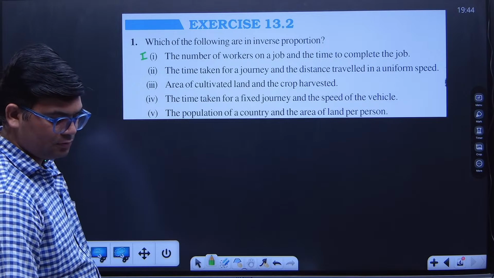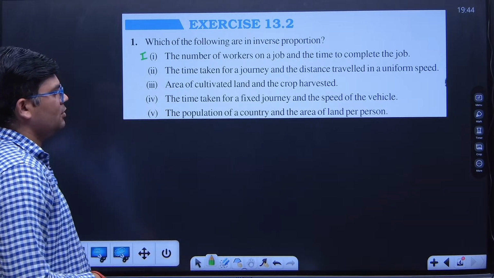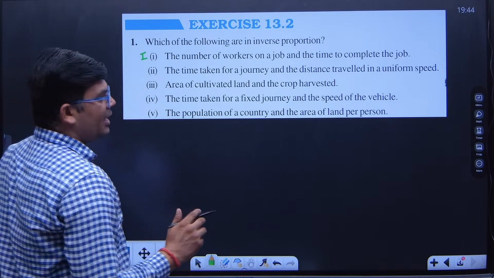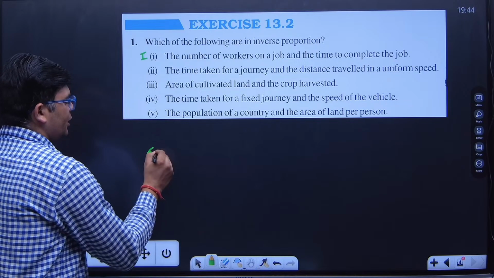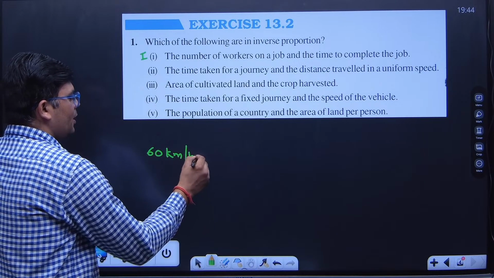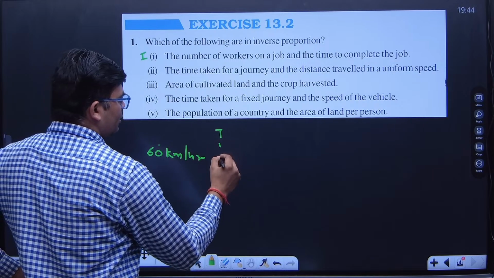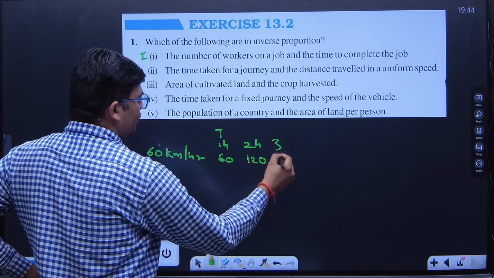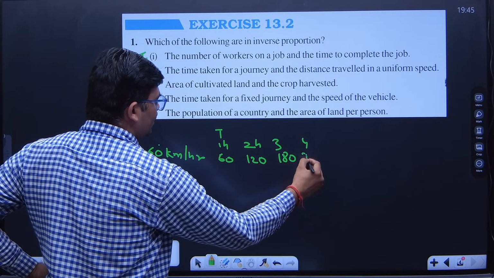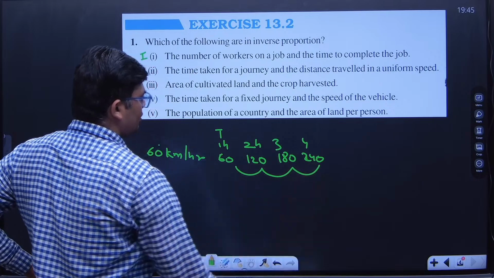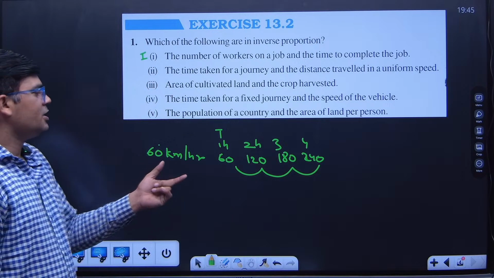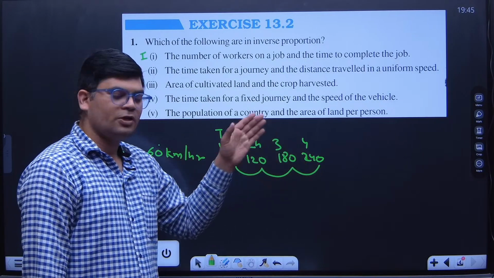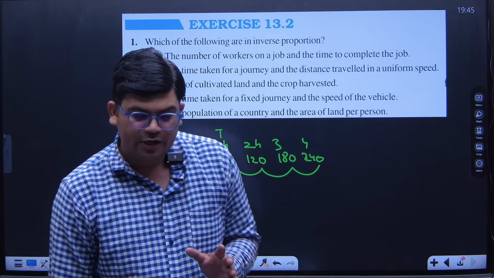Sir, inverse relation. I don't think it's in proportion though. No dear, it is in direct proportion. When the speed is constant, let us suppose the speed is 60 km per hour. If the time is 1 hour, the distance is 60. If the time is 2 hours, the distance will be 120. For every hour, the distance increases by 60 km. So this is a case of direct proportion, because 60 by 1, 120 by 2, 180 by 3 and 240 by 4 are all equal. Are you getting it? Yes, sir.